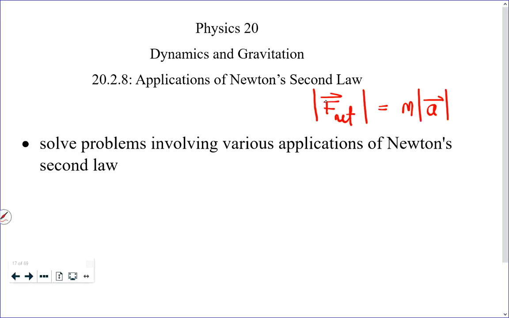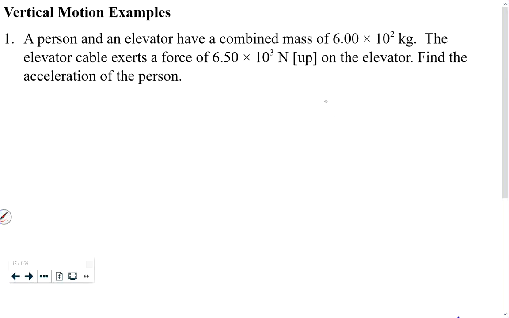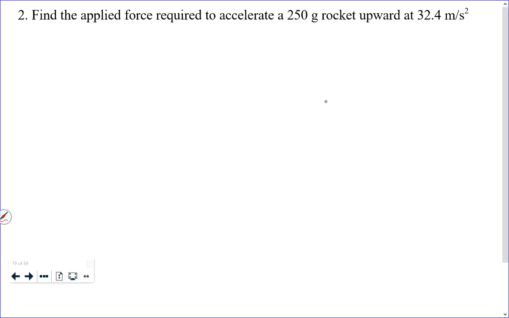So we're solving various problems involving applications of Newton's second law. And we're going to be looking today at vertical motion examples. So everything we deal with today is objects accelerating up or down or moving up or down. And I'm going to start with example 2. I've never started with example 2 before, but I have an idea in my head.